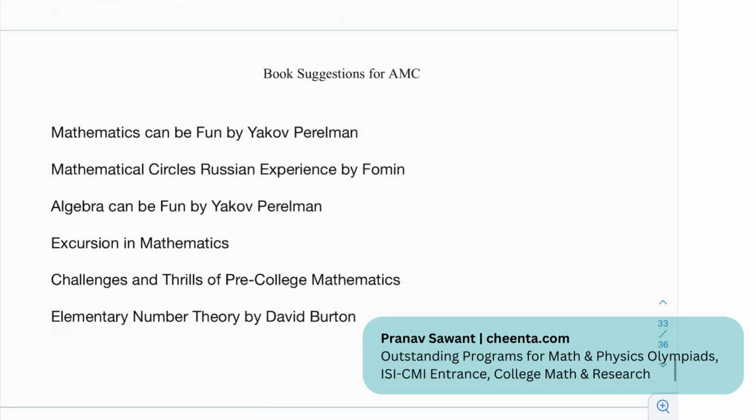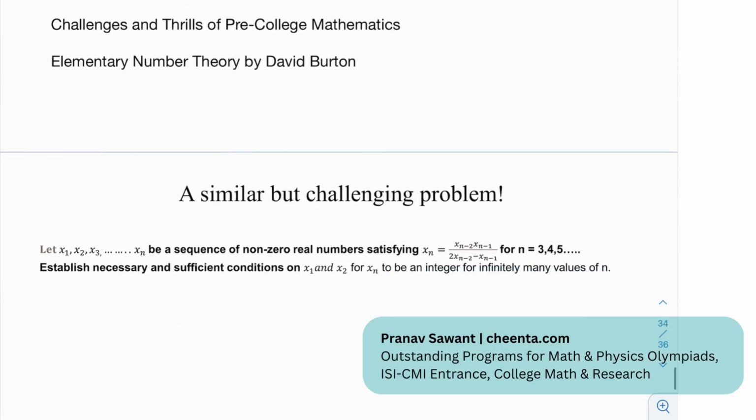Now, coming on to some book suggestions for the AMC, we have Mathematics Can Be Fun by Yakov Perelman, Mathematical Circles: The Russian Experience, Algebra Can Be Fun by Yakov Perelman, and Excursion Mathematics: Challenges and Thrills of Pre-College Mathematics, and of course, Elementary Number Theory by David Burton.